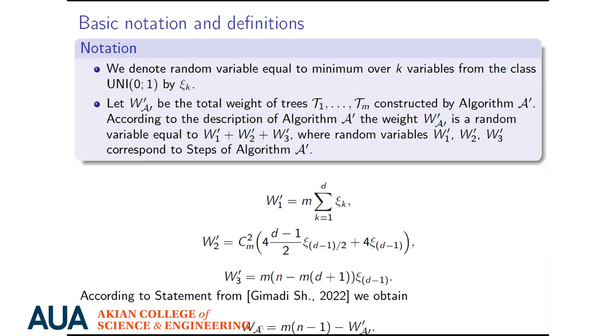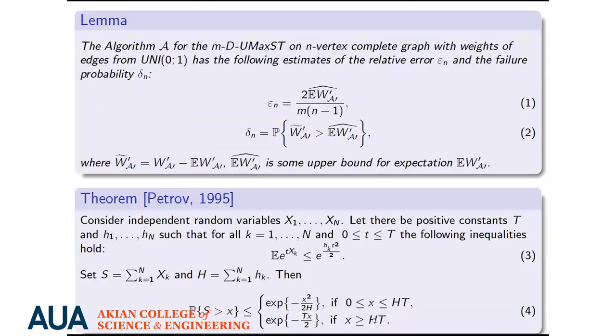And according to the statement which was mentioned on the second slide, we have obtained such an equality, which connects the weight of the result of algorithm A and the weight of the result of algorithm A prime. And we prove the lemma, which postulates the epsilon and delta for our algorithm A for the maximization problem.